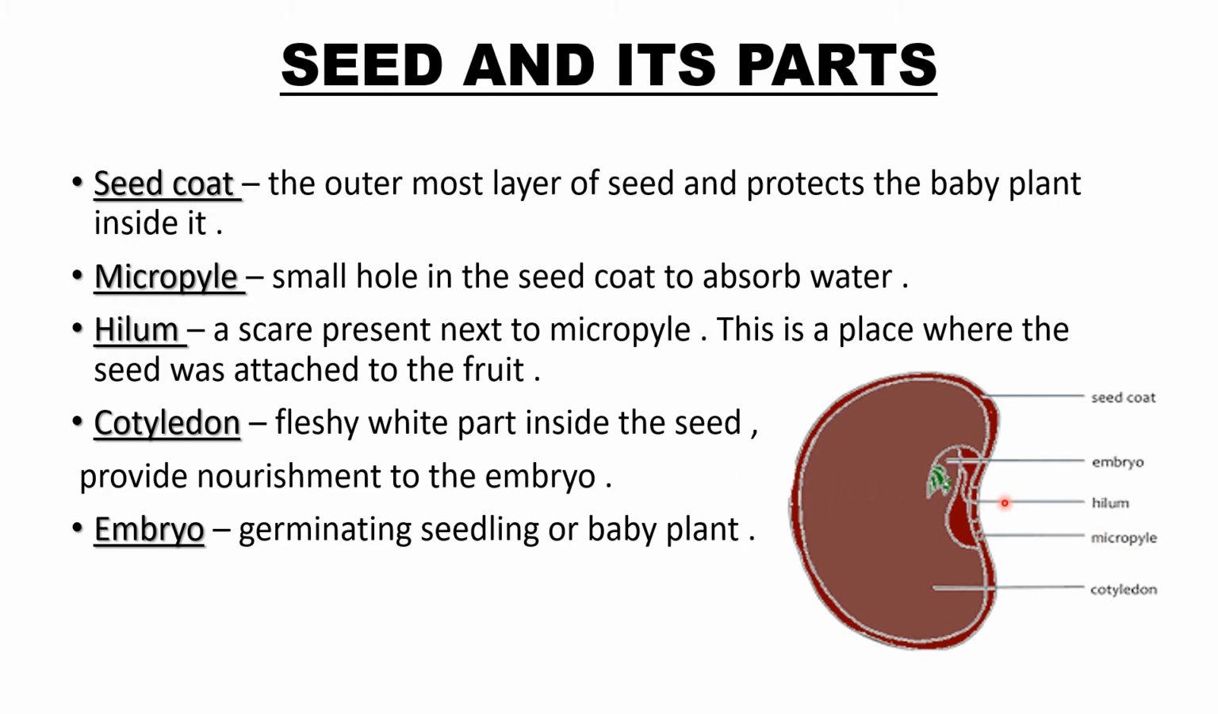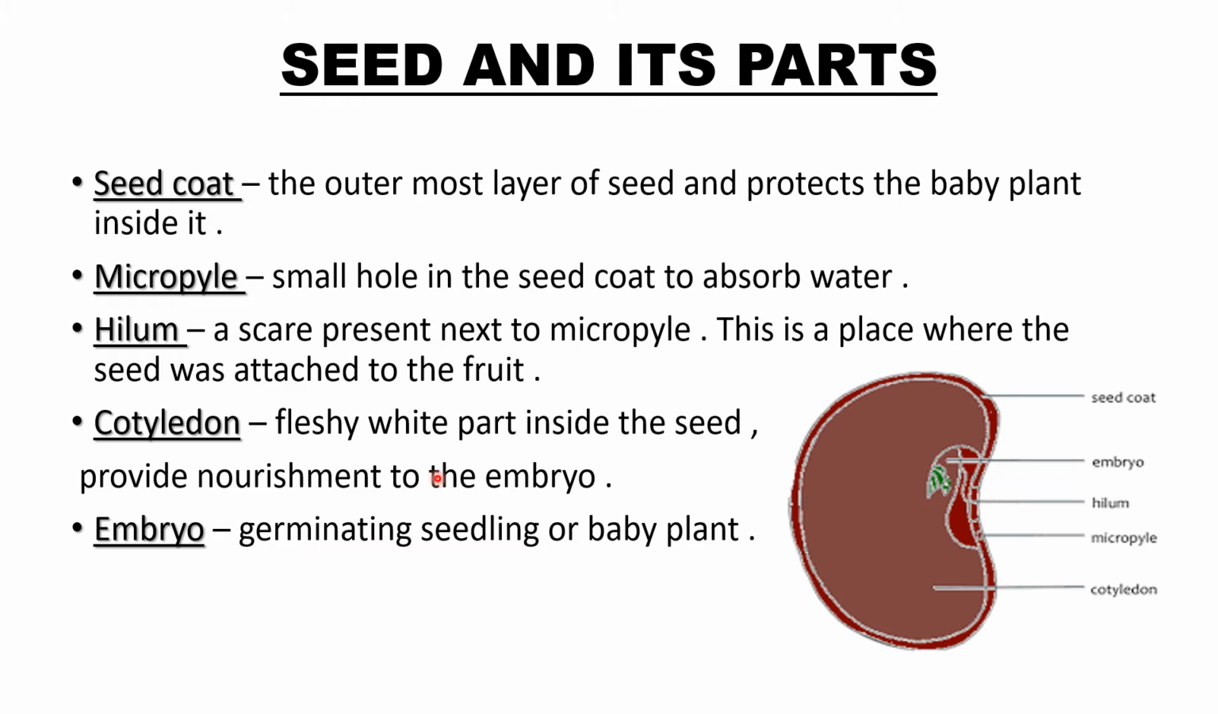Then here you can see a hilum. Hilum is written here. This is a scar next to the micropyle. This indicates that the fruit was attached to the seed at this part. This is called the hilum.